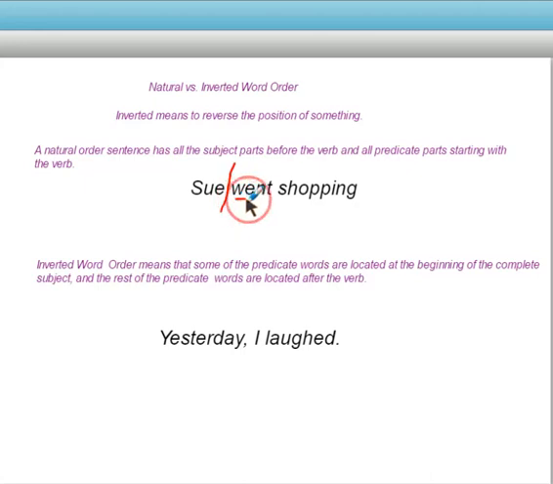So the predicate is in the usual end part of the sentence, so we underline it twice. And then our subject, we underline once. Notice how everything is underlined once to the left, and everything is underlined twice to the right. Well, once we get to inverted word order, that changes.